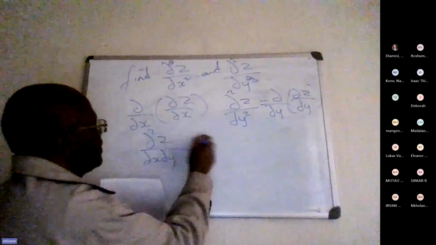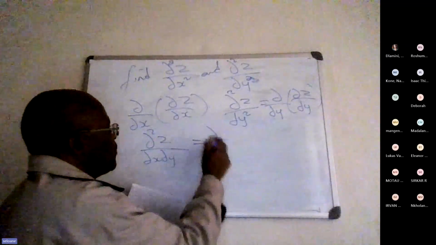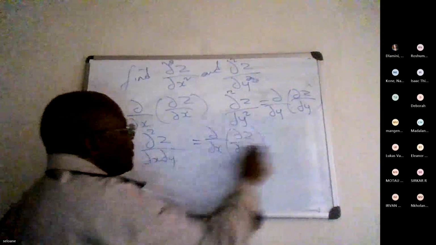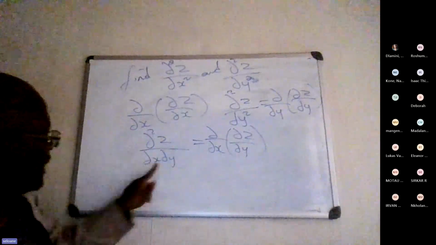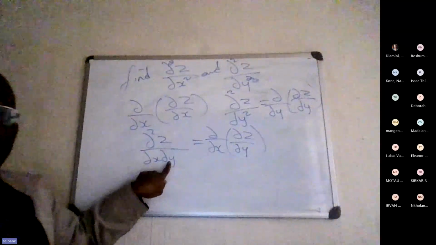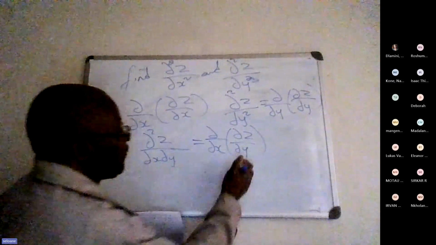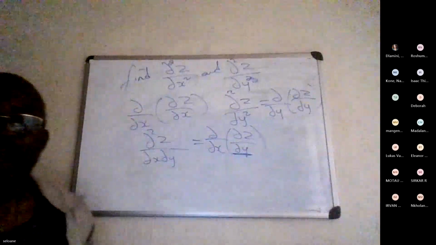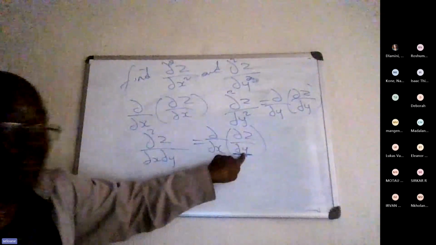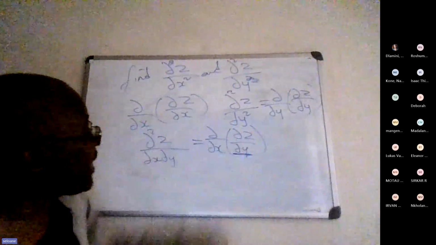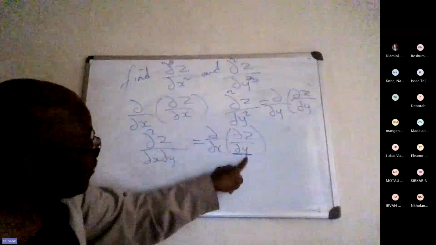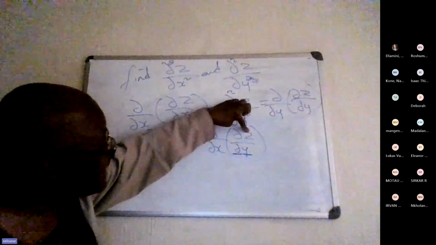Now, this means the partial derivative with respect to x of this. Meaning, with respect to y, it will be the inner one. That will be the first one. Meaning, you must first get this one, that is the partial derivative of z with respect to y, where, let us emphasize this, the only two variables here are z and y.